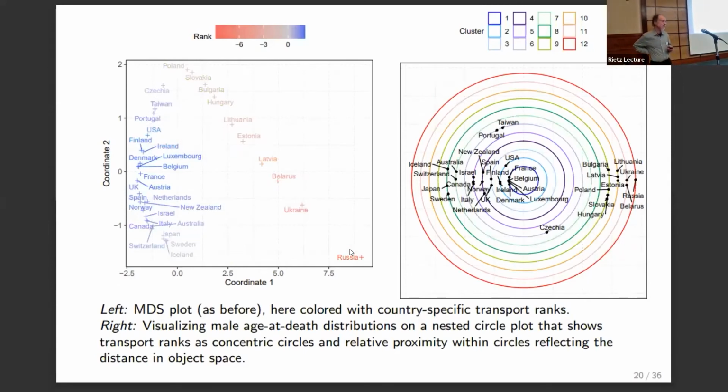Here is the same again, but now with the transport ranks affixed to those countries. Again, Russia has the lowest rank, and the cluster we had before has the highest rank. So you rank the countries by outlyingness. You can also make what we call a nested circle plot. Here you have the different ranks. The red outside circle has the lowest ranks, and the inside circle has the highest ranks. If several countries have the same rank, we use the distance in the object space to space them along the circle. For example, Czechia is here, and Taiwan and Portugal are close, with the same rank. Czechia is on the other side, but they have the same rank, so they have the same outlyingness, if you wish.